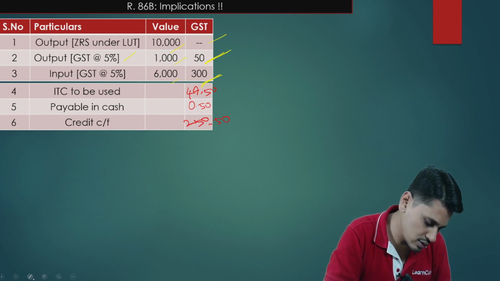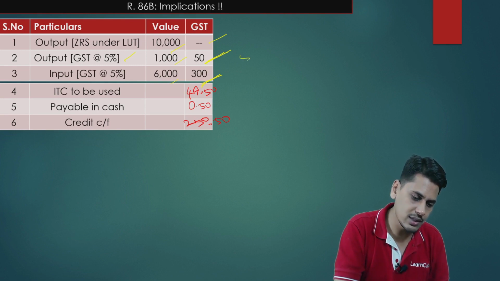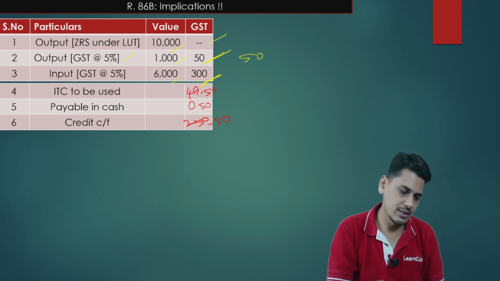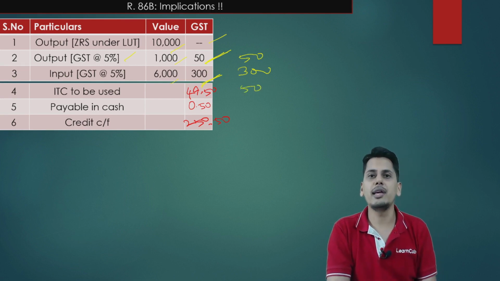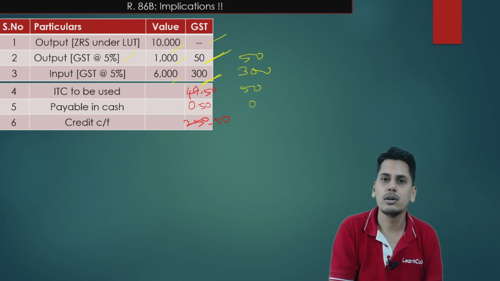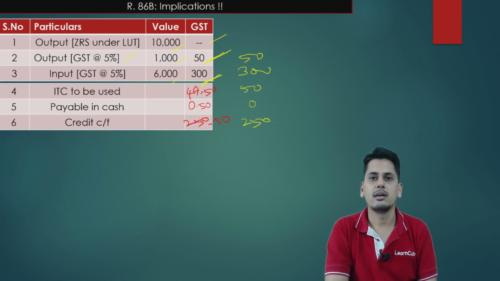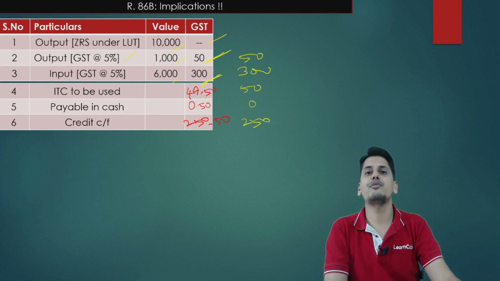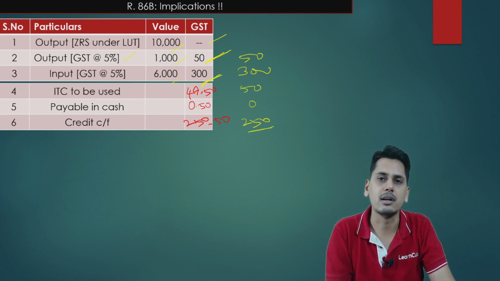If 86B was not there, here ITC to be used, these figures would have remained the same. Output is 50, input is 300. ITC to be utilized, he would have utilized the entire 50 from his electronic credit ledger. Payable in cash 0, credit carry forward 250, and thereafter he would have gone and applied for a refund of this accumulated input tax credit based on the formula which is given.